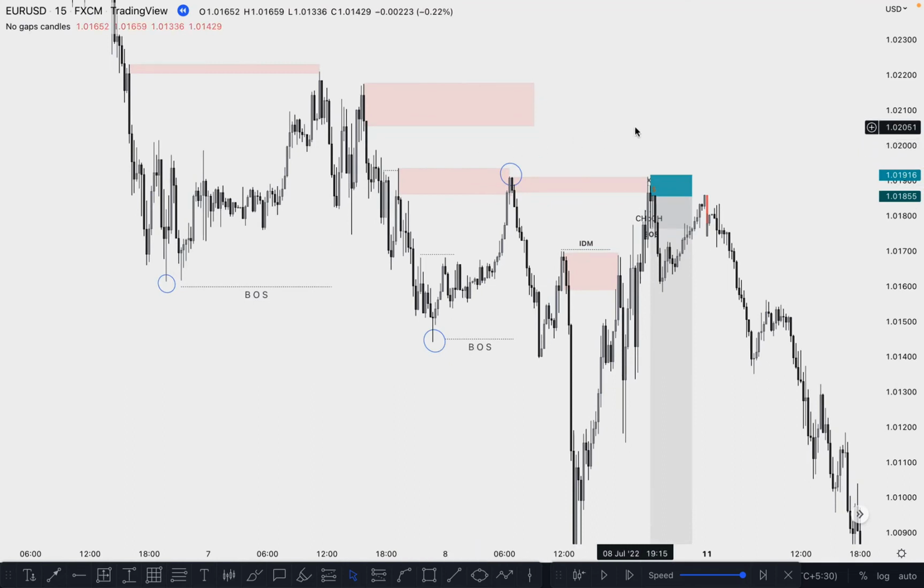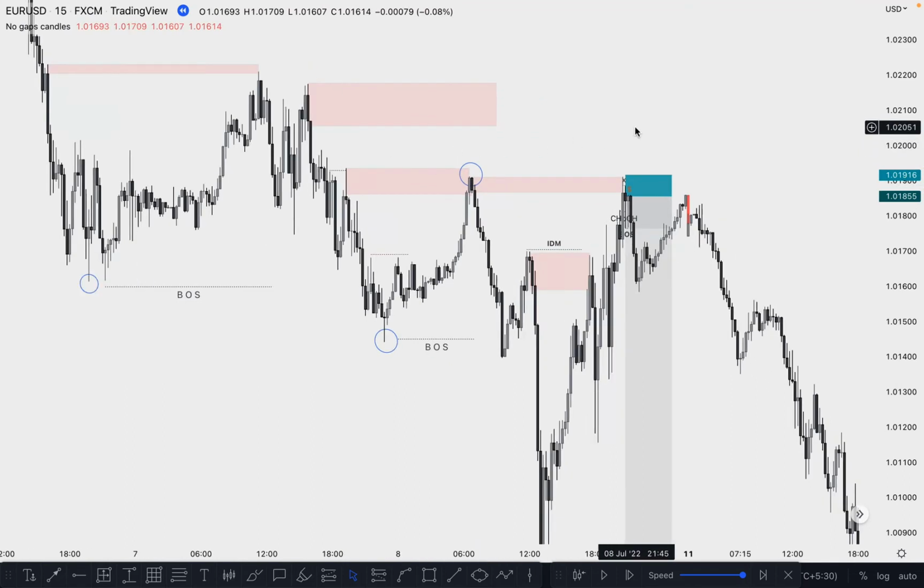If you don't know exactly how to mark a proper POI, you can watch the recent video I uploaded on YouTube, then you can get an idea of how to select a proper POI. Now let's switch to this POI on the lower time frame.